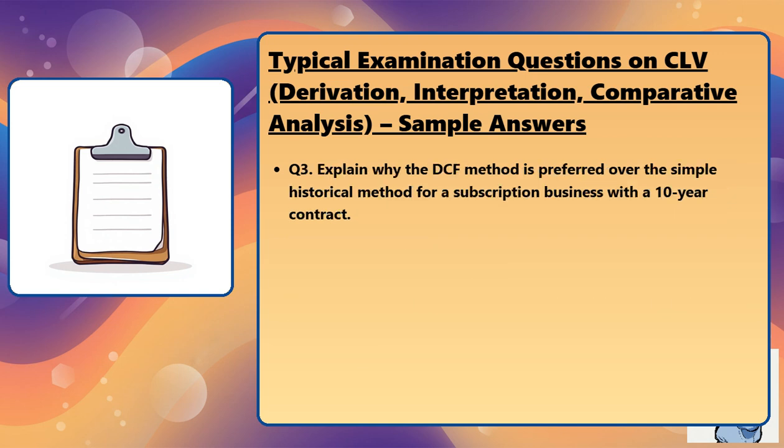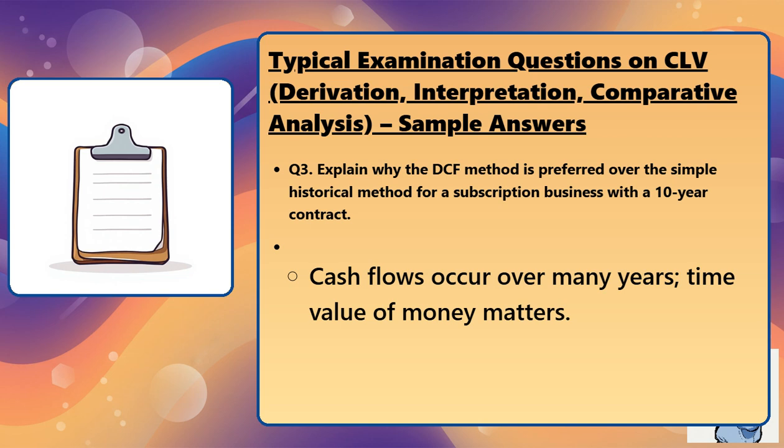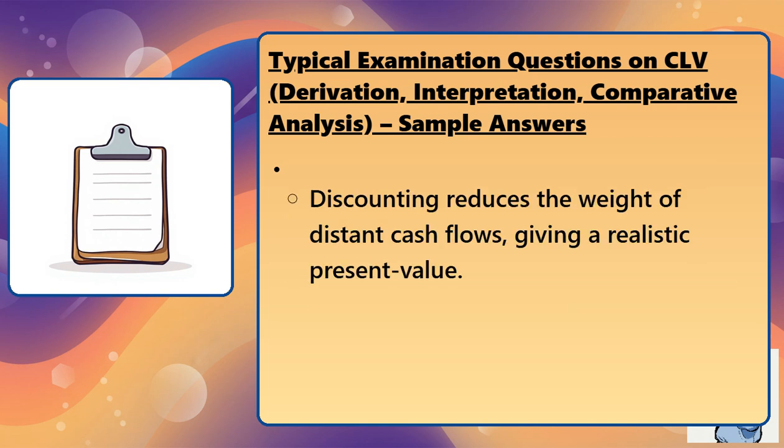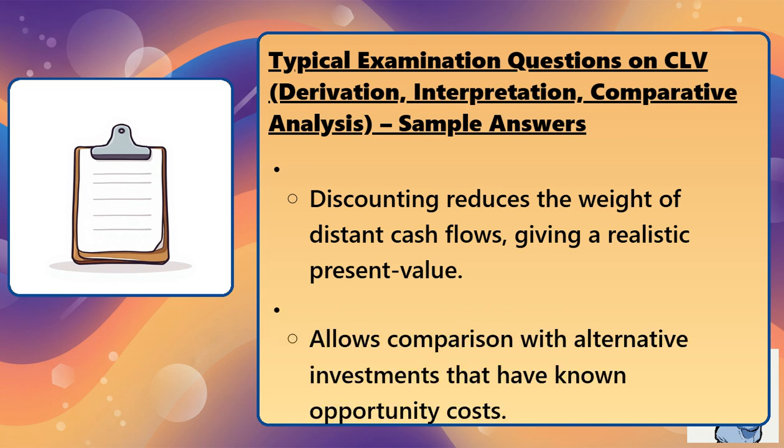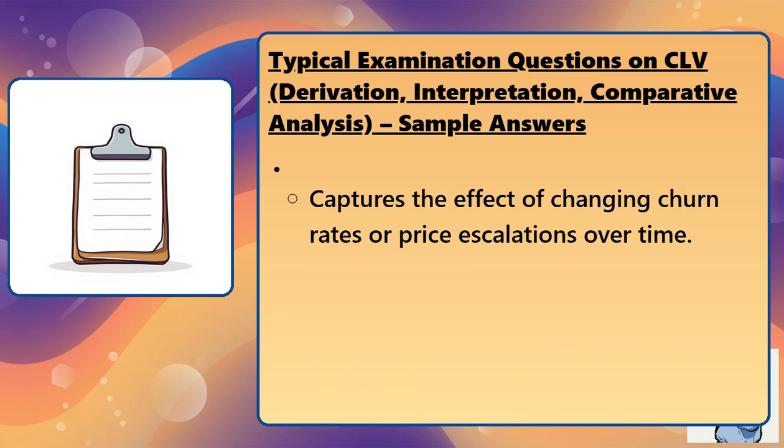Question 3. Explain why the discounted cash flow method is preferred over the simple historical method for a subscription business with a 10-year contract. Cash flows occur over many years. Time value of money matters. Discounting reduces the weight of distant cash flows, giving a realistic present value. Allows comparison with alternative investments that have known opportunity costs. Captures the effect of changing churn rates or price escalations over time.